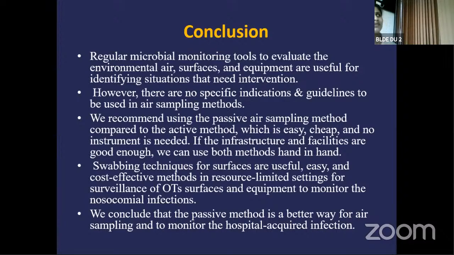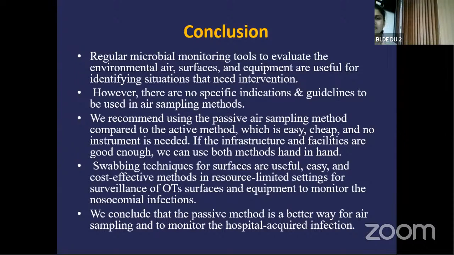So, in conclusion, regular microbial monitoring tools to evaluate the environmental air, surfaces and equipment are useful for identifying situations that need interventions. However, there are no specific indications and guidelines for air sampling methods. We recommend using the passive air sampling method compared to the active method, which is easy, cheap and needs no instrument. If the infrastructure and facilities are good enough, we can use both methods hand in hand.